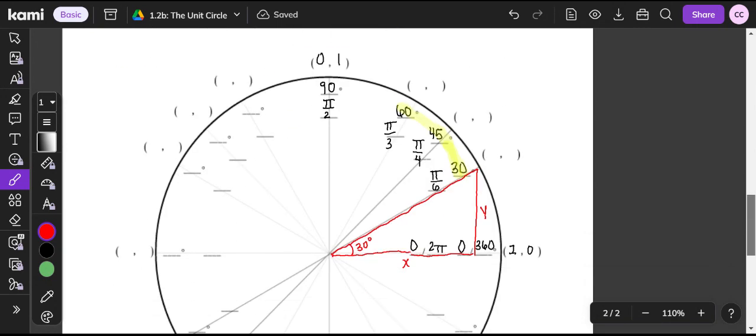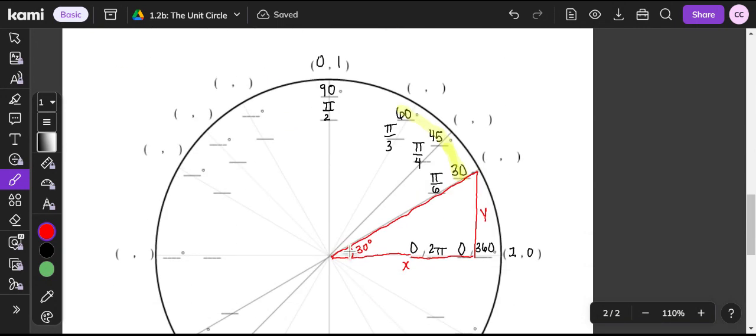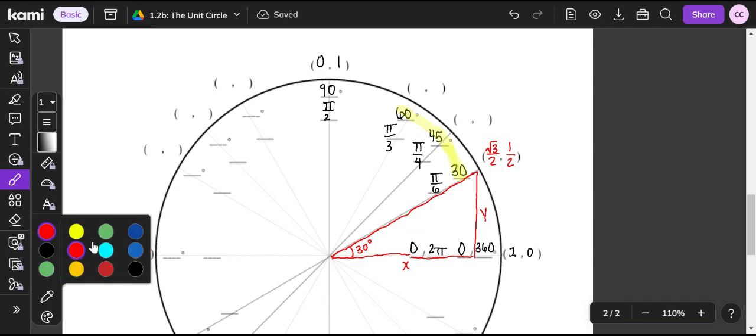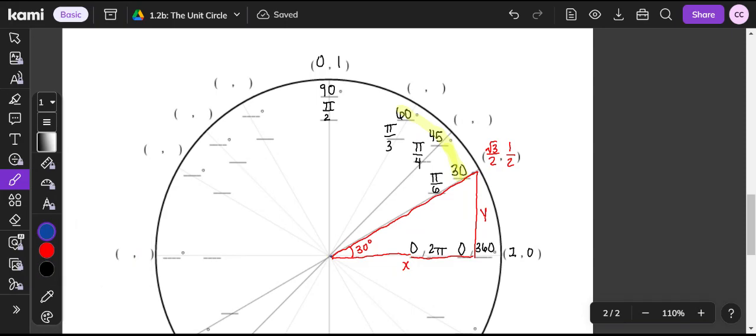So when I go back down to my unit circle, the side across from 30 degrees is 1/2, so the y coordinate must be 1/2. The side adjacent to 30 degrees must be my x coordinate. That must be √3 over 2. And I can do that for each of these angles that I'm trying to find the coordinates for.